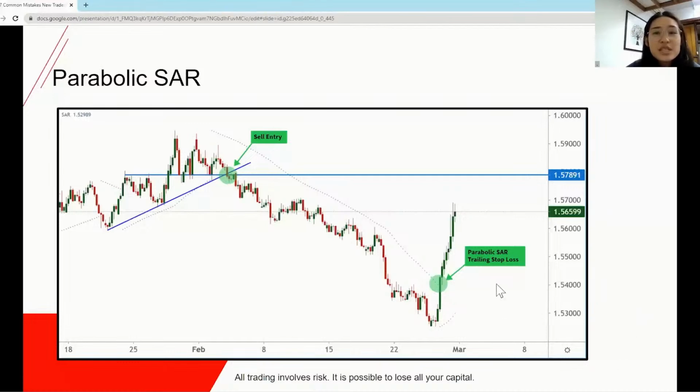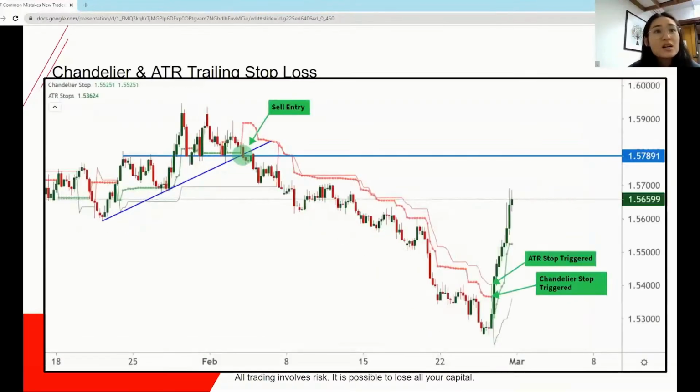Okay, so similarly, what was I saying? It protects us from large movements or large reversals such as this that can hit back towards our entry and we can end up losing all of our profits that we made throughout this area here. Chandelier and ATR trailing stop loss. Even though this looks a little bit more complicated, the idea behind it is basically still the same. We are stopped out when price breaks out of these indicators.